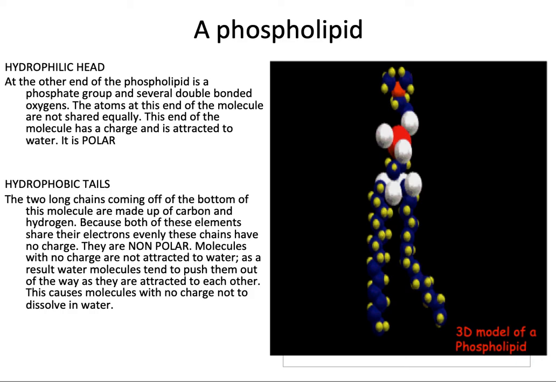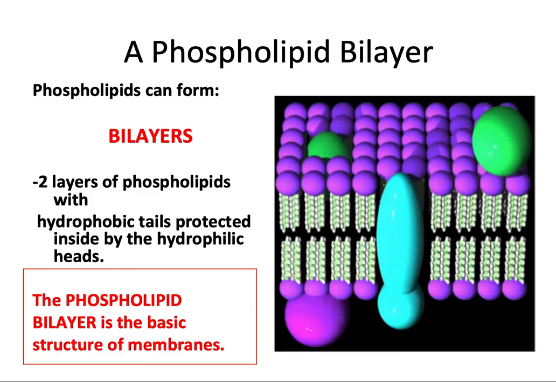That's a lot of technical knowledge, but the explanation is they try to get themselves away. So these 2 tails, they try to get themselves away from water. This brings us to a phospholipid bilayer. All that previous explanation was so that you understand the bilayer formation of a membrane.